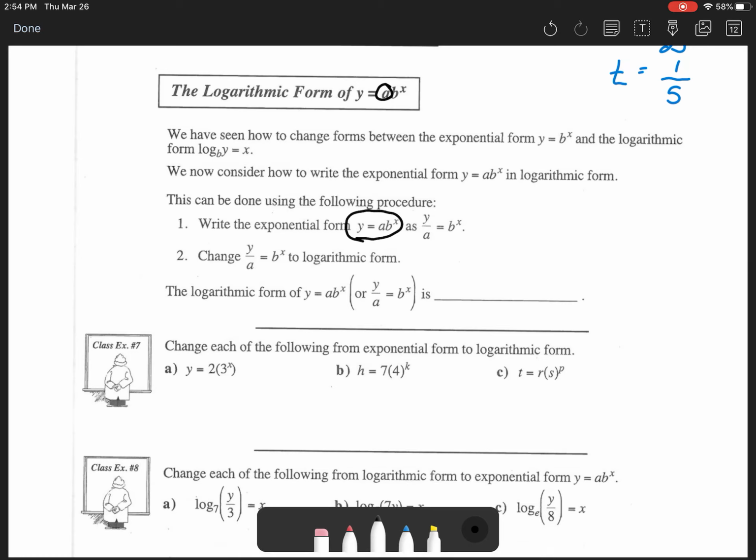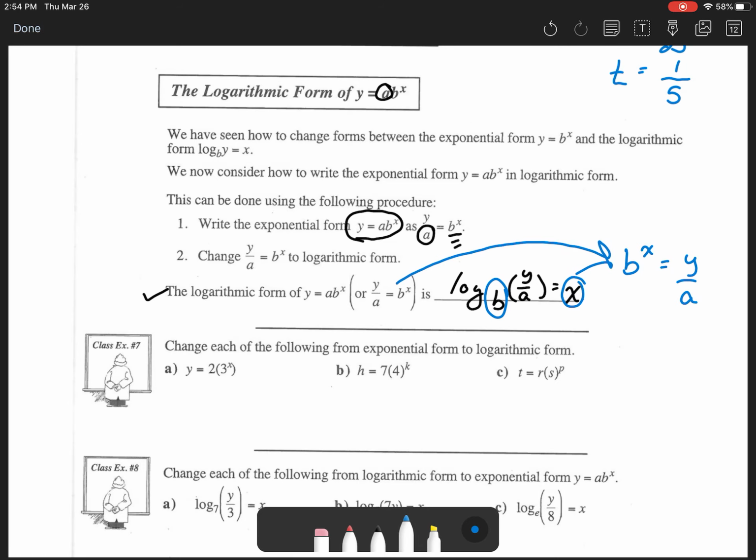If I have this, y equals ab to the exponent of x, I want to divide both sides by a so that it's just b to the exponent of x by itself on the right-hand side. So if I take the log form of that, which I'm jumping down to here, the log form of this is going to be log base b of y over a is equal to x. Now we should know that because if I go b to the exponent of x, that will equal y over a. And that's basically what they're saying right there.